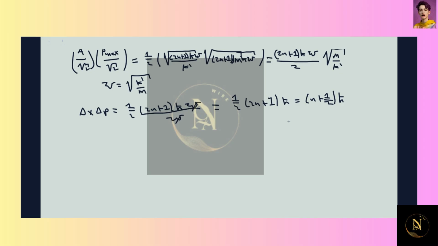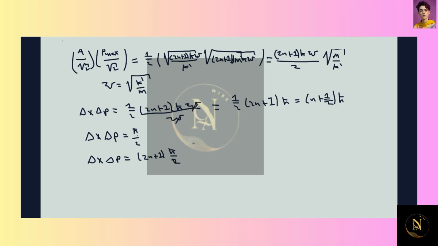Or to keep it in the form of the uncertainty principle, the standard uncertainty principle, delta x delta p is equal to h bar over 2. Or in terms of higher energy states, delta x delta p is equal to (2n plus 1) h bar over 2.